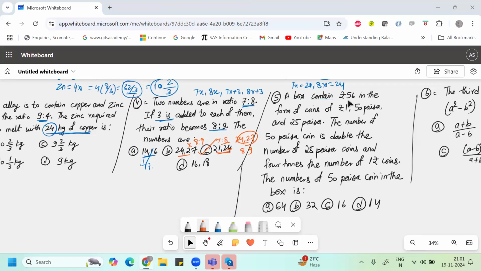A box contains 56 rupees in the form of coins of 1 rupee, 50 paisa and 25 paisa. The number of 50 paisa coins is double the number of 25 paisa coins and 4 times the number of 1 rupee coins. You have to find the number of 50 paisa coins in the box.